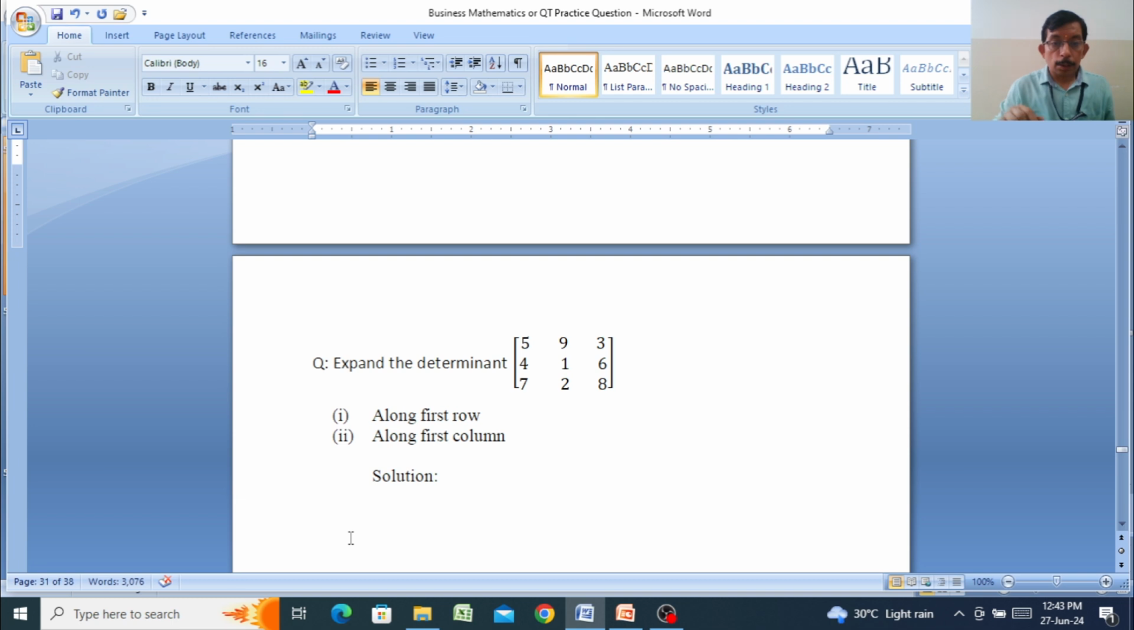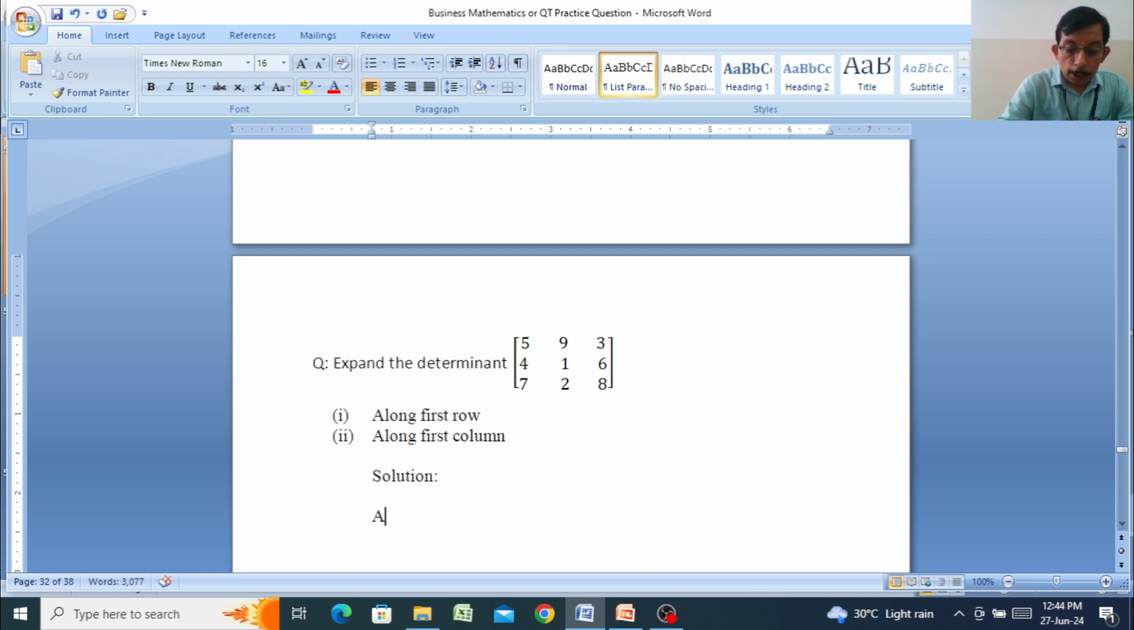Now we solve the determinant along the first row and along the first column. If you calculate the value of the determinant according to the first row or first column, the value of the determinant is always the same. If you solve the determinant according to any row or any column, the value is always the same. But in this question, it asks for the value according to the first row and according to the first column. We calculate it.